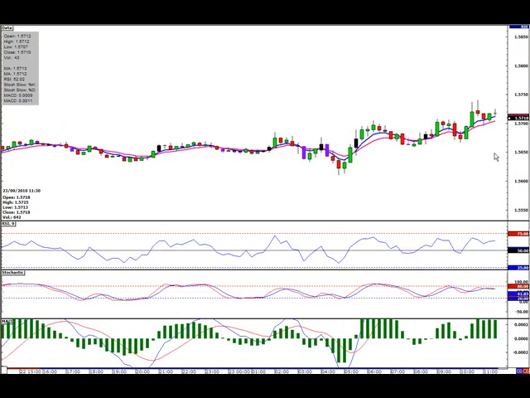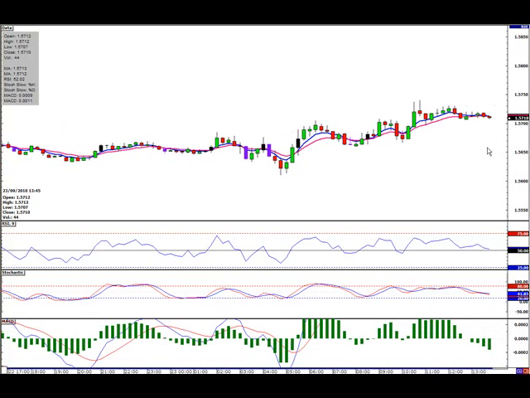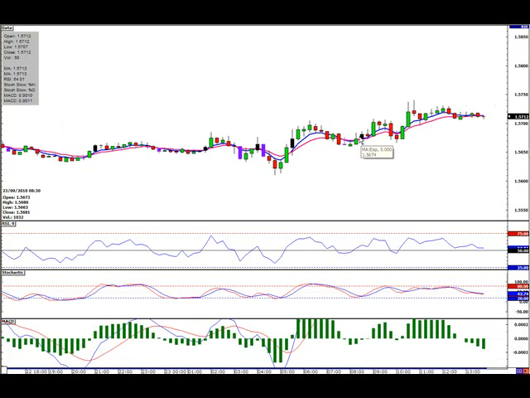And that pretty much rounded out the day. So 3 trades, 2 losses, 1 winner. Still ended up negative for the day.